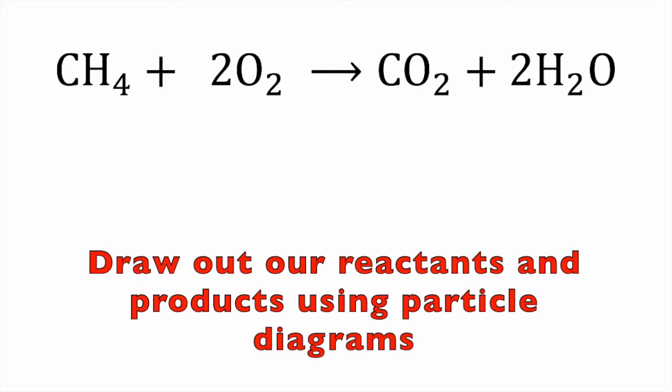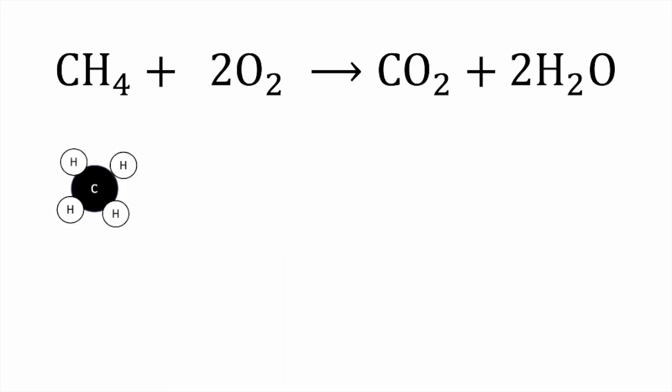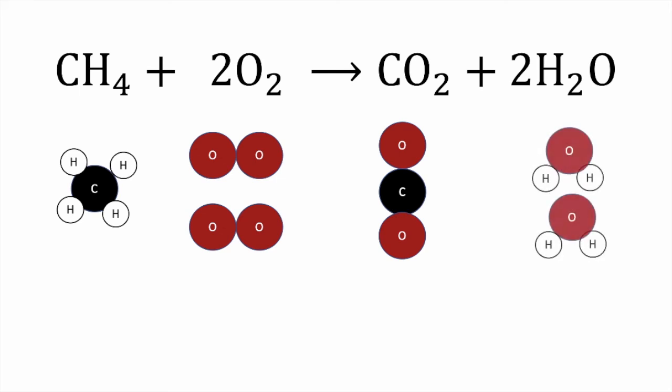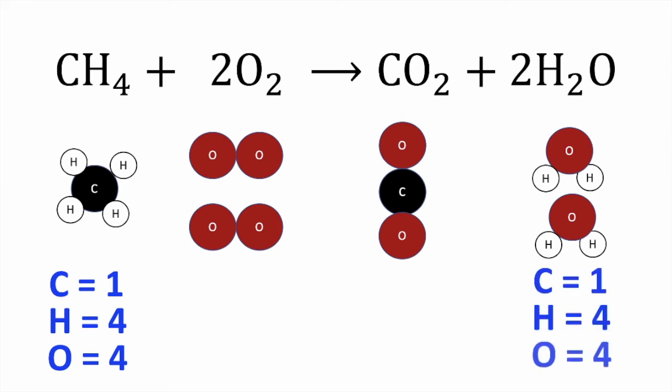Sometimes with the coefficients and the subscripts, it's hard to keep things straight. So another trick we can use to solve this problem is to draw out our reactants and products using particle diagrams. And we can do so here. We can draw out the methane and then our 2 oxygen molecules, each of which has 2 oxygen atoms in it. We'll draw out our carbon dioxide and our 2 water molecules. And then all we would have to do is count the atoms. And we find that mass is conserved and our equation is balanced.